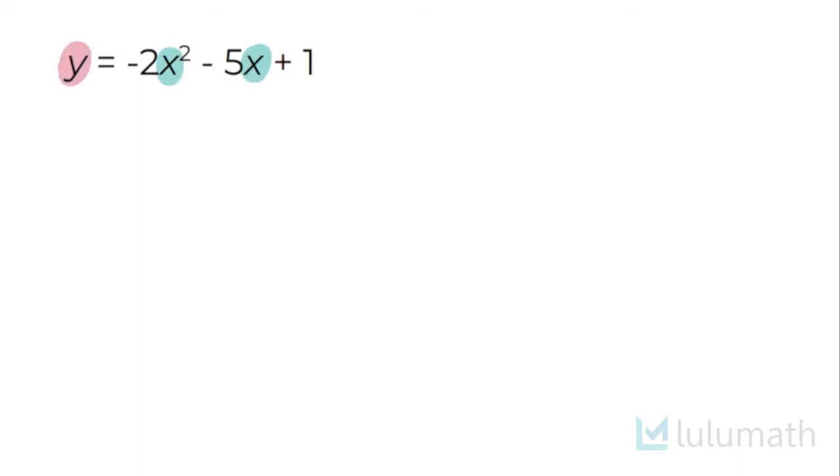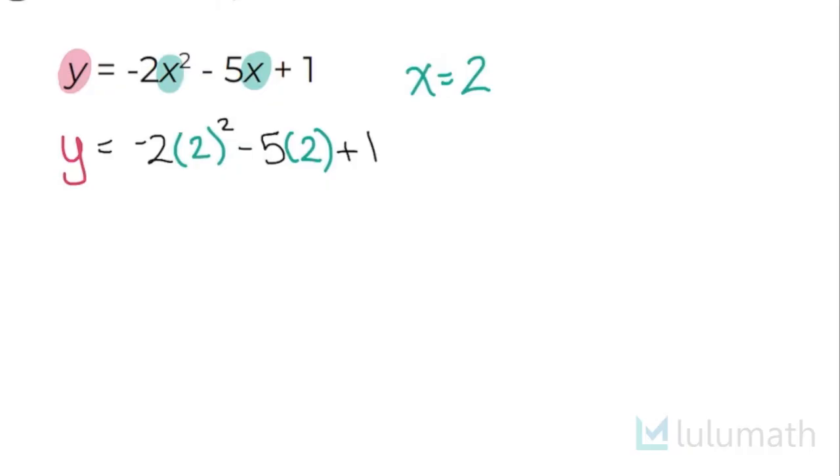And I want to know, will a single input produce a single output? Let's try an example. So let's try x equals 2. So every time I see an x, I will replace it with 2. So y equals -2 times 2 squared minus 5 times 2 plus 1. So I will do y equals negative 2 times 4 because 2 squared is 4, and then I'll just copy the rest of this down.